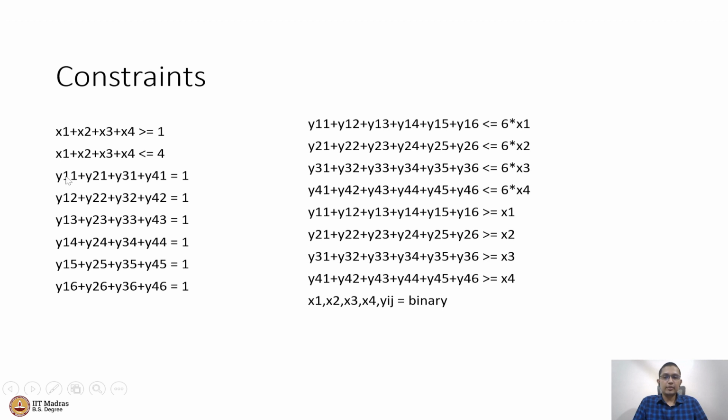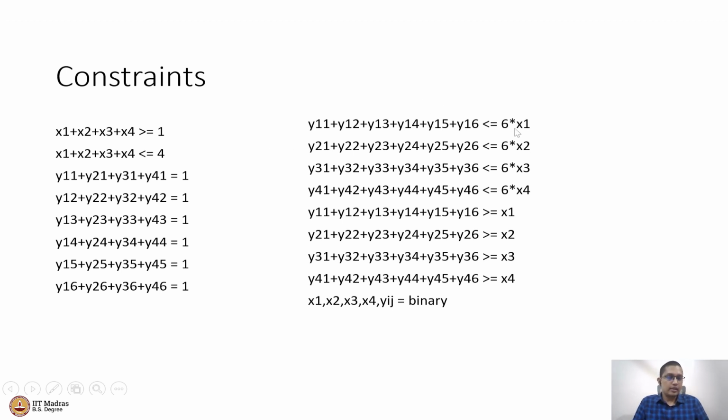So this means the supplier 1 should be mapped to one facility or one location. Similarly, y12 plus y22 plus y32 plus y42 is equal to 1 means that the second supplier should be mapped to one facility. So we have the same constraints for the third supplier, fourth supplier, fifth supplier, and the sixth supplier.